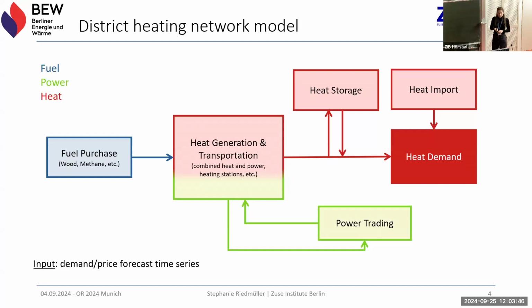Then we integrate the relevant markets. That is, for example, a fuel market, where we can purchase fuel for a given price to operate our heating plants. And then we have the power trading, where we can either sell the produced power from the combined heat and power plants, or buy power because some of the technologies need power to be operated. And for all of that, we got as input demand and price forecast time series from our industry partner.